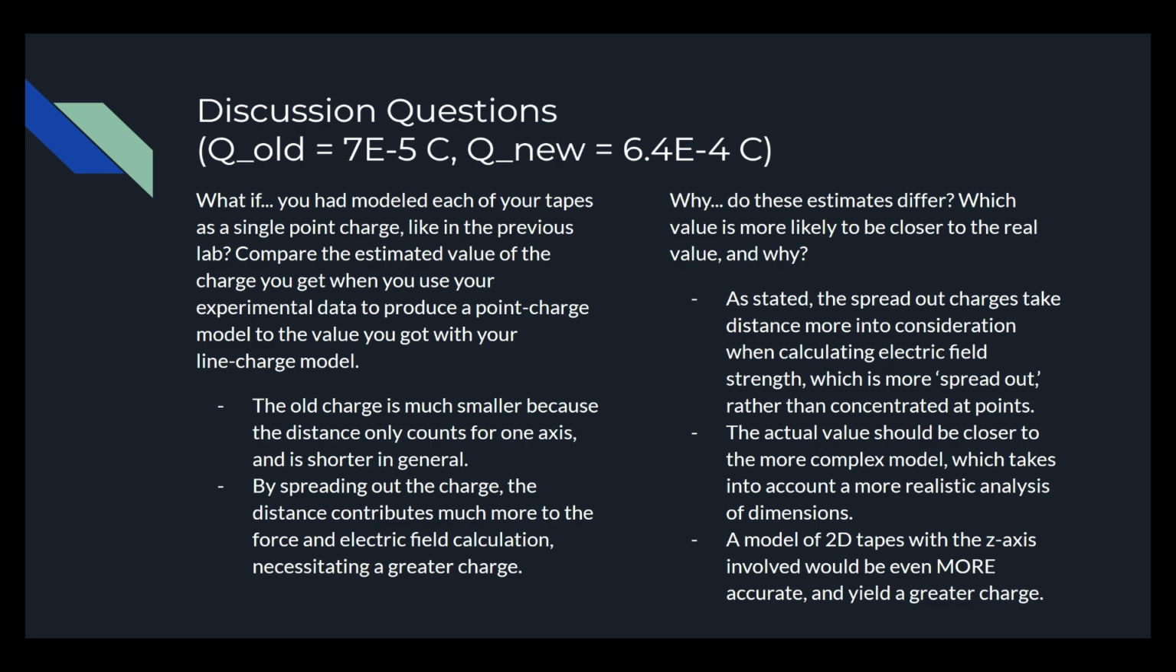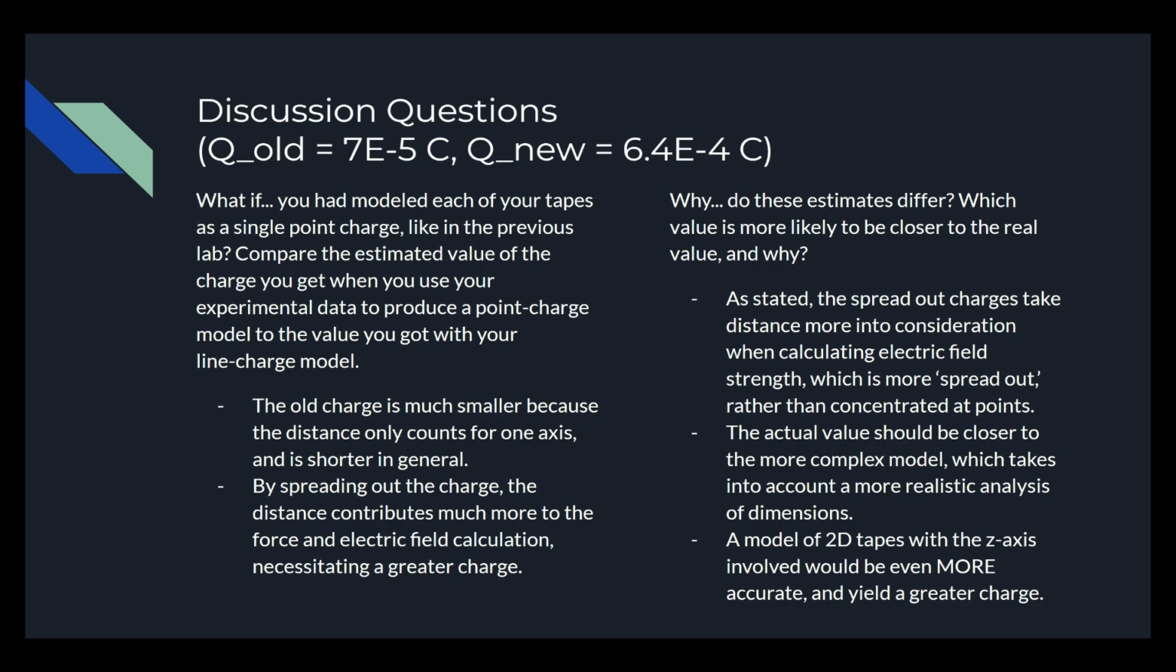Moving on, why are these two values different? You can see it's that negative 4, which I had on other slides. Why is it different? If you modeled it as a point charge, the distance is going to be smaller in general. It only has to worry about one axis, not a magnitude of two axes in a sort of triangle. So by spreading out the charge, the distance contributes much more to the force, and therefore you need a greater charge to push the tape away, so to speak.